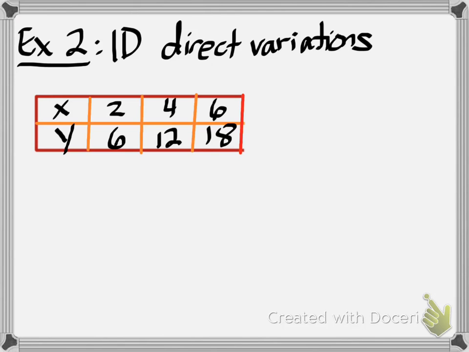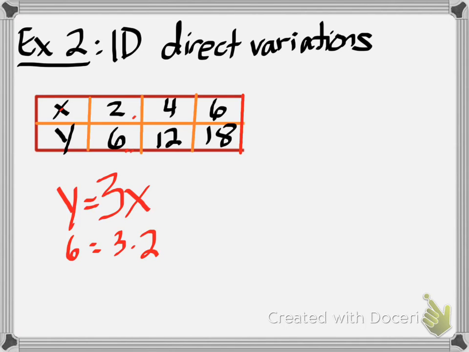In example 2, you're not given the equation. You're given examples of coordinate pairs, so x and y. And using this information, we have to figure out what the equation is and then decide if it's a direct variation equation. So if I want to get from y to x, how do I get from 6 to 2? How do I get from 2 to 6? Well, if y is 6 and my x is 2, I need to multiply it by 3, right? So my equation is y equals 3x.